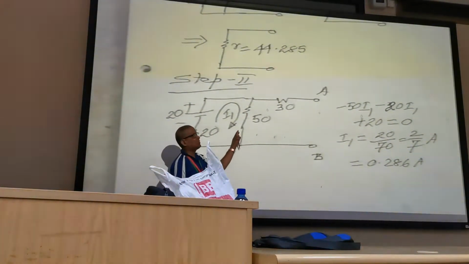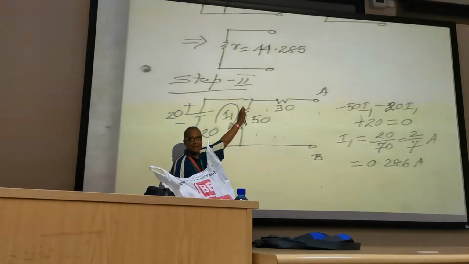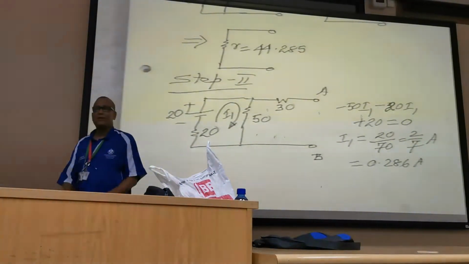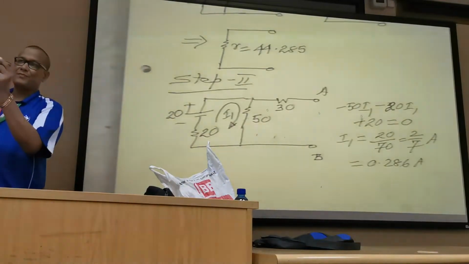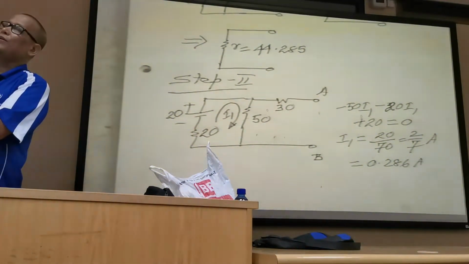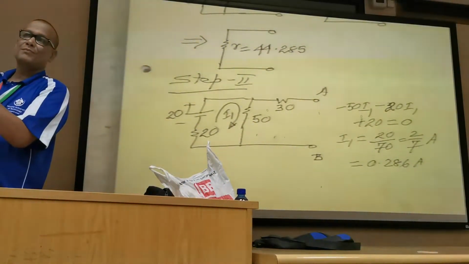Meaning you say the current was flowing from there to there, but actually the current is flowing from there to there. So that's why you got negative current. Whenever you go this way, this is the positive direction. If you say no, current was flowing in this direction, then your answer will be negative. Is it clear, or what is your question?